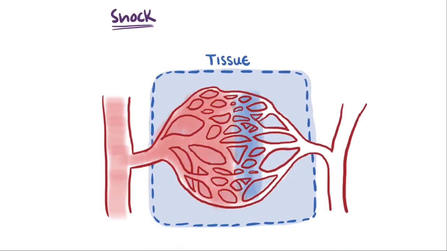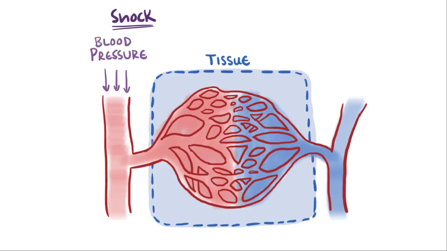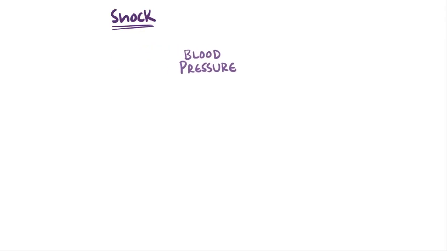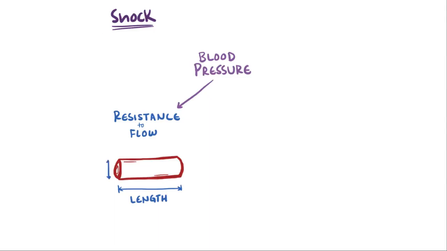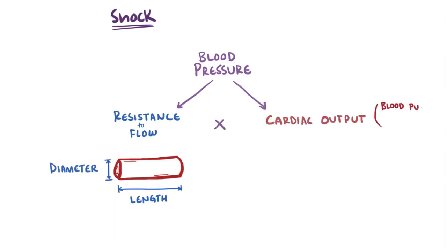Normally, blood perfuses through tissue and delivers oxygen because there's enough pressure in the circulatory system to push it through. So blood pressure is a major determinant for the amount of blood perfusing through tissues. Now, blood pressure is determined by two components: the resistance to blood flow in the blood vessels, things like vessel length, blood viscosity, and vessel diameter, and the cardiac output, which is the volume of blood pumped by the heart through the body per minute.